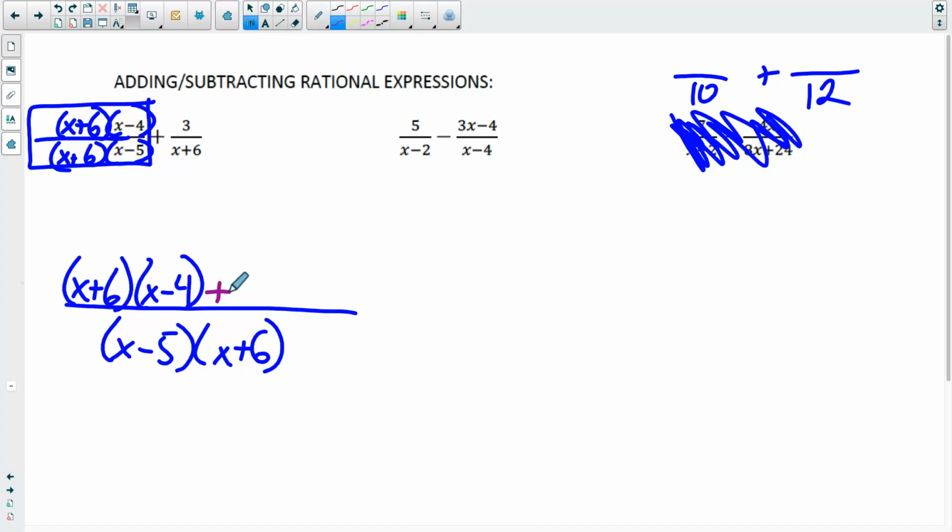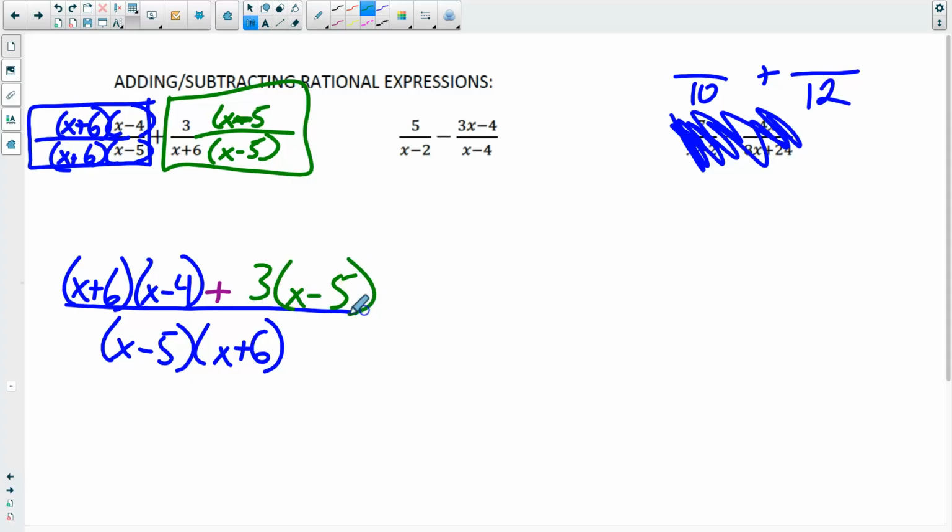I'm putting it in purple instead of blue so it sticks out a little bit. Then I'm going to another color. Now I look at this next piece. My denominator is x minus 5, x plus 6. I have an x plus 6. What am I missing? x minus 5. So I multiply the top and the bottom by x minus 5. So I now have my denominator. And I go 3 times x minus 5.